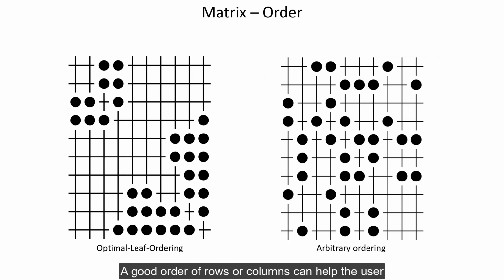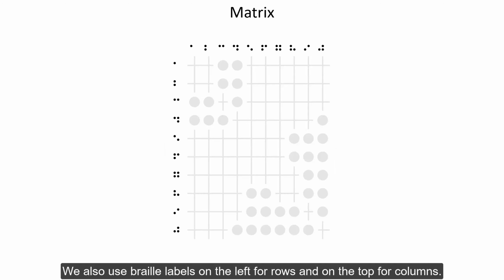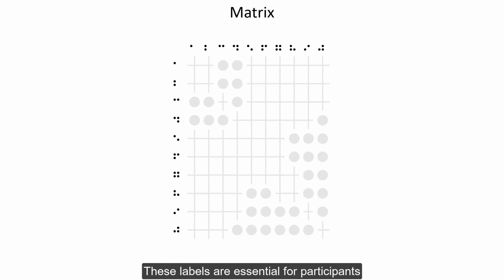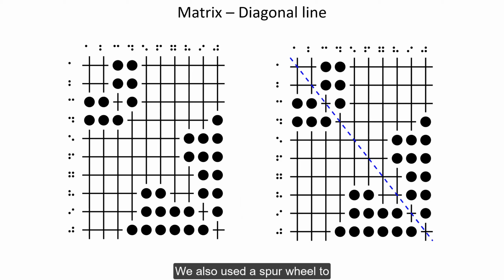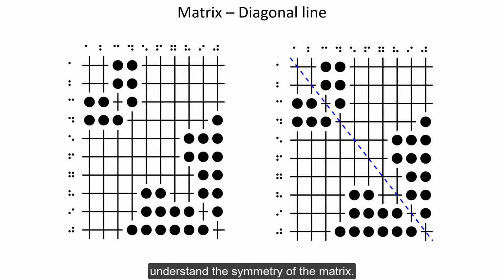A good order of rows and columns can help the user identify high-level patterns. We follow the recommendation from past research and use the optimal leaf ordering to calculate the order of rows and columns. We also use Braille labels on the left for rows and on the top for columns. These labels are essential for participants to know which rows and columns correspond. We also use the spur wheel to mark the diagonal line with a texture distinct from the other lines. We expect this diagonal line can help our participants to understand the symmetry of the matrix.